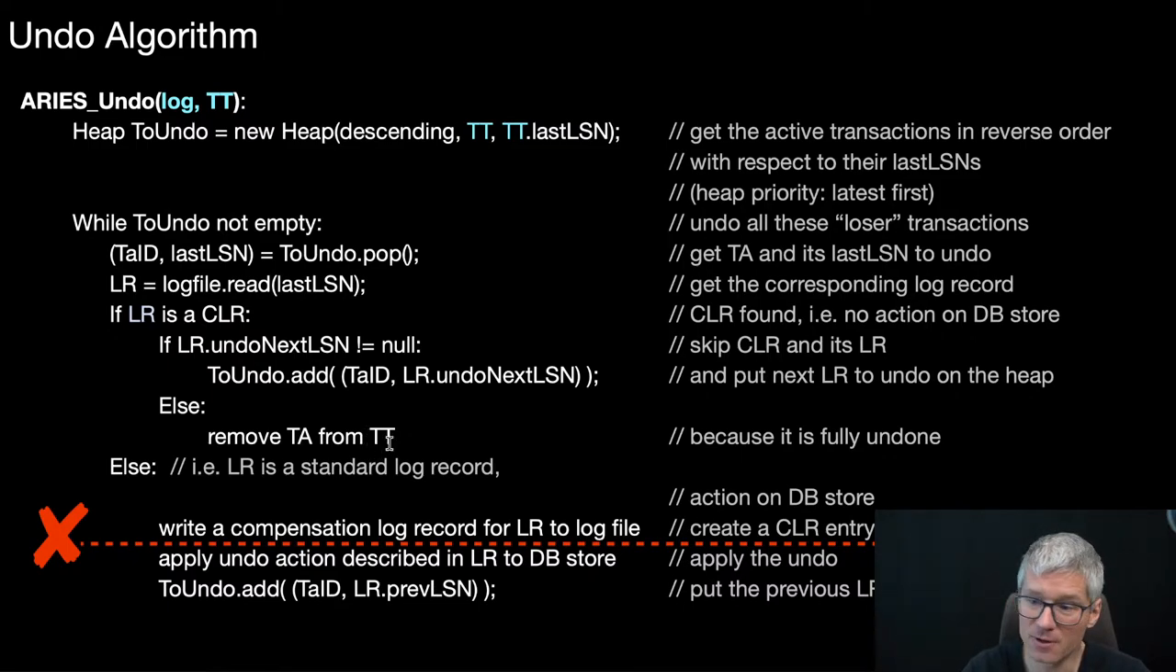So basically we can remove that transaction from the transaction table because it was completely compensated. Yeah, that's the idea of that undo algorithm. And if you now have crashes like that, if you crash in the middle, you can think about what happens. In particular in this situation, does someone have an idea what happens?